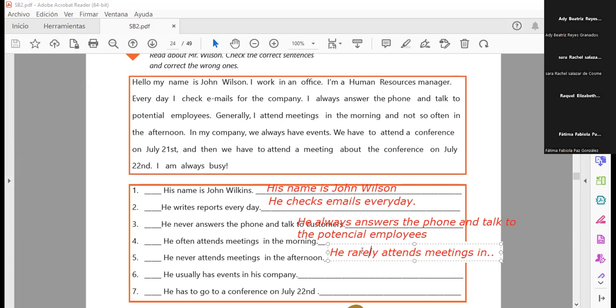We're going to leave it here. Okay, next. He usually has events in his company. False, because he always has events in his company. Next, he has to go to a conference on July 22nd? Correct. He has to attend.